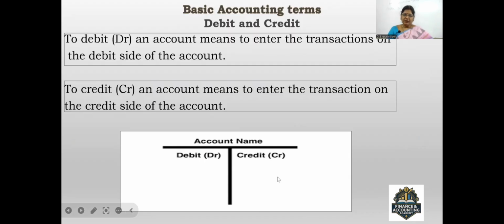For the present sake, if you understand this much, it is sufficient, because when we go into depth, you will understand all the concepts very clearly. Entering transactions on our left hand side is called debit. When we are entering on our right hand side, it is called credit.